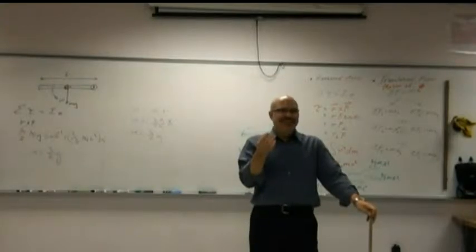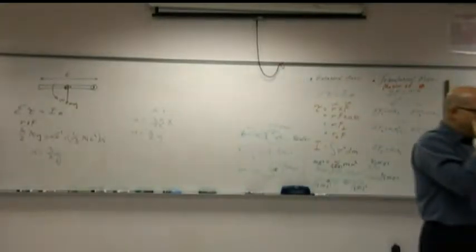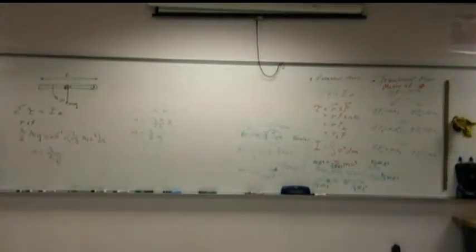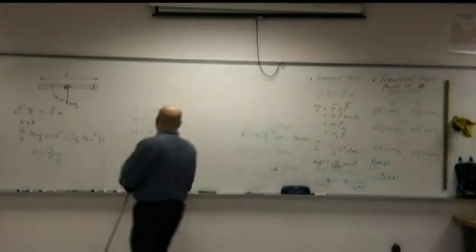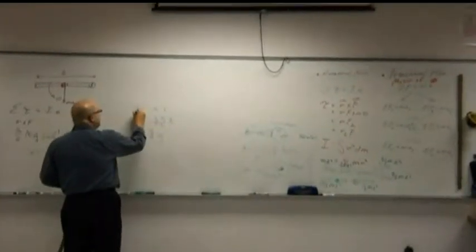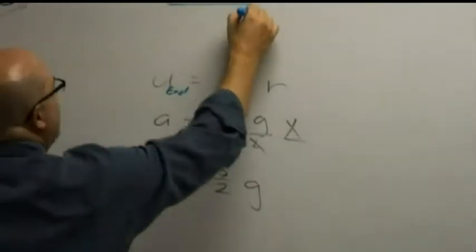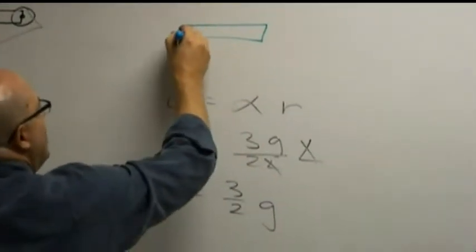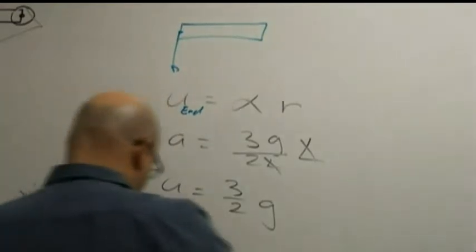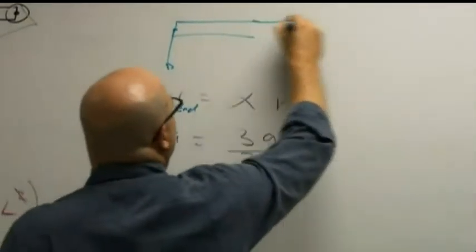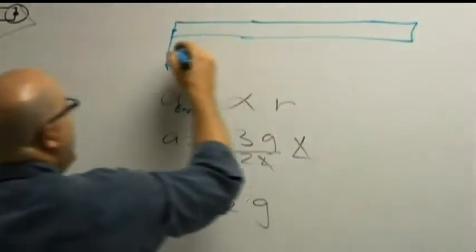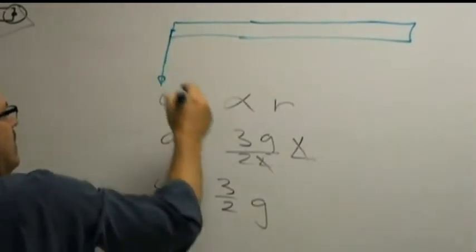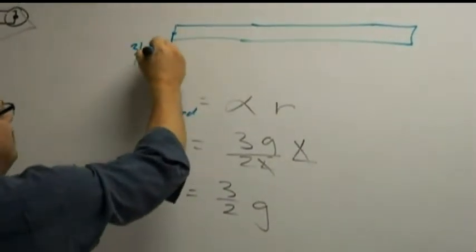No, because it's showing centripetal acceleration. RL. I was looking for the acceleration of the end of the bar. So I'm looking at the acceleration right here. Let me draw that bigger. The acceleration out here is 3/2 g.